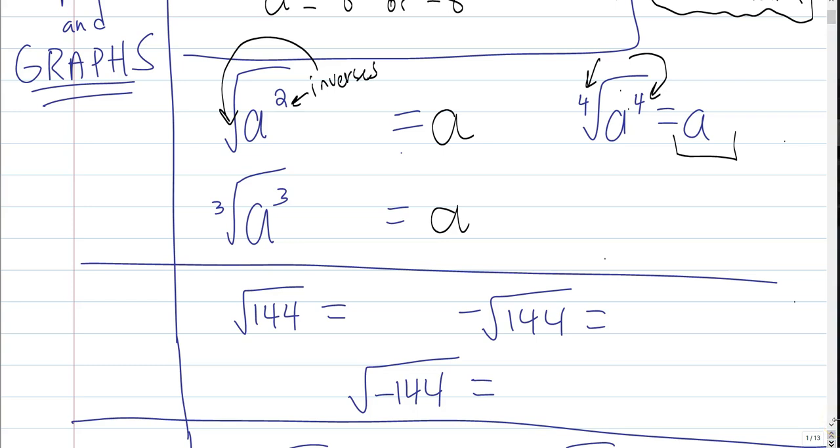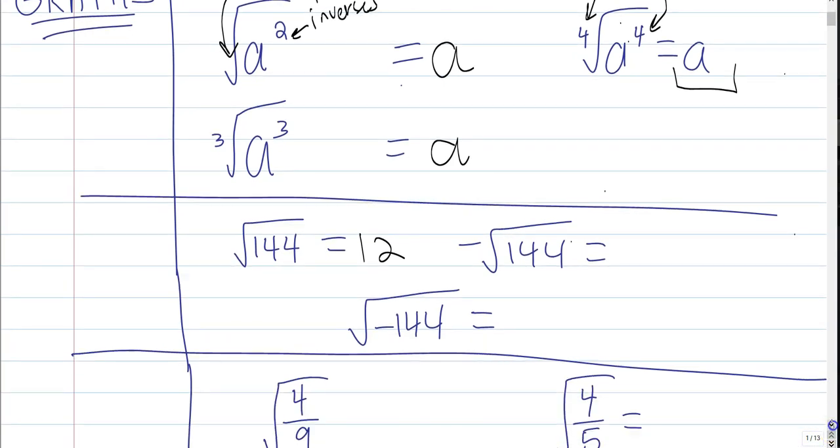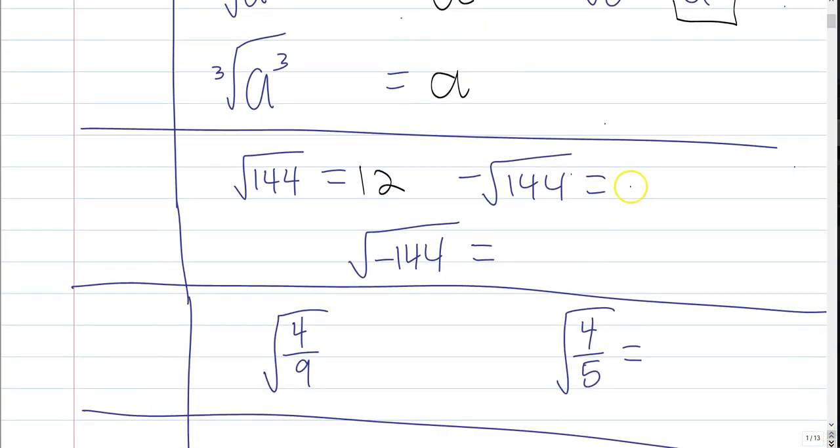So the square root of 144, it should be like, okay, 12. The negative square root of 144, the 12 comes out, the negative makes the whole answer negative. The square root of negative 144. Well, what number times itself makes 144? Not going to happen this time, right? There is no positive number times itself. There is no negative number times itself, so this has what again? No real solution.